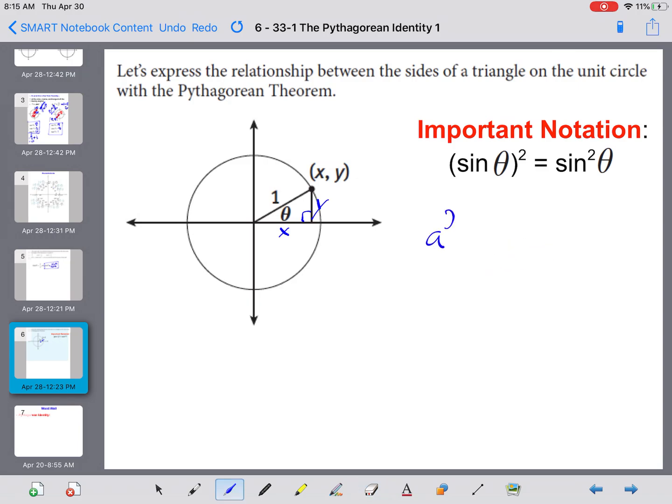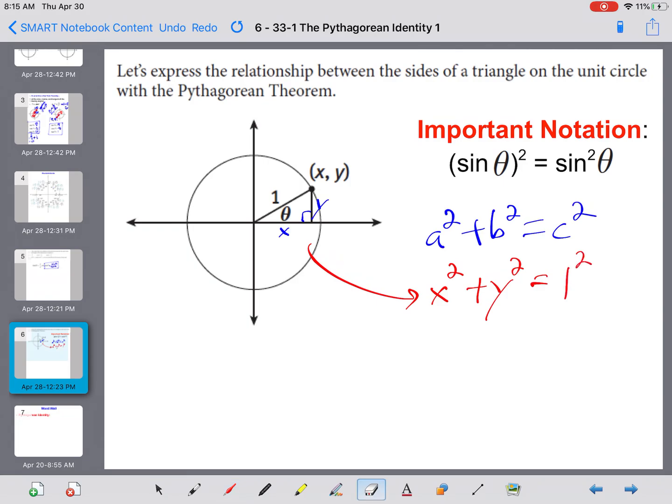Now it's technically, let's go back a step, sorry. The Pythagorean theorem you learned in Geo was a squared plus b squared equals c squared, where c is the hypotenuse. So now if we translate that to the values we're using here, right, that becomes x squared plus y squared equals 1 squared, right? Well, 1 squared, having the square there is kind of pointless. It's just 1. So that's what we get.